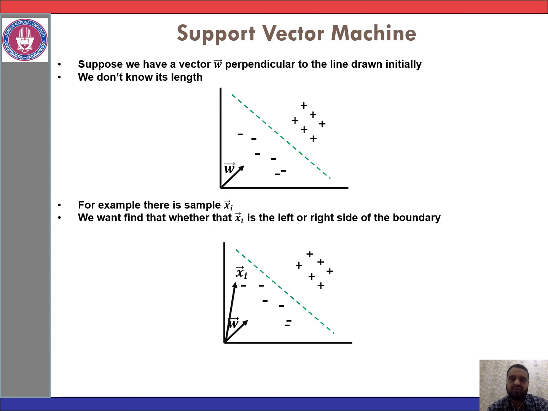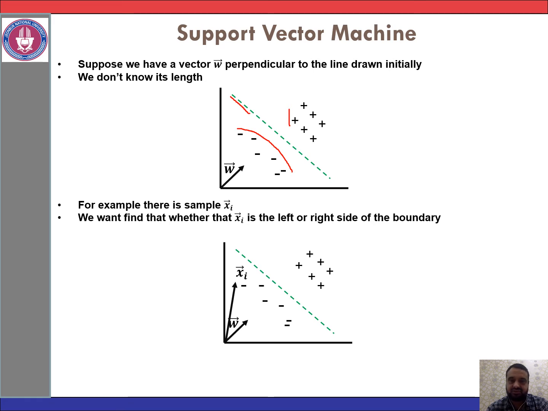Let's go and find the optimal boundary with maximum separation between the positive class and the negative class. Let's make a rule for this decision boundary. What we are going to do is, first we initially draw a separation line between the two classes, the positive class and the negative class.